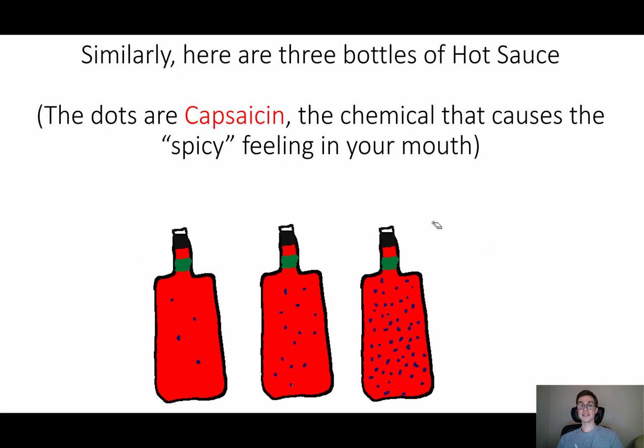So similarly, here are 3 bottles of hot sauce. Now, the reason why hot sauce burns your tongue is because there's a chemical called capsaicin in it. If you don't have a lot of capsaicin, then you're not going to be very strong. But if you do have a lot of capsaicin, you're going to be very strong. It's going to feel very hot and it's going to melt your tongue off. So for example, with these 3 hot sauces, this would be sort of spicy, this one would melt your tongue off, and the one on the right would melt your face off.